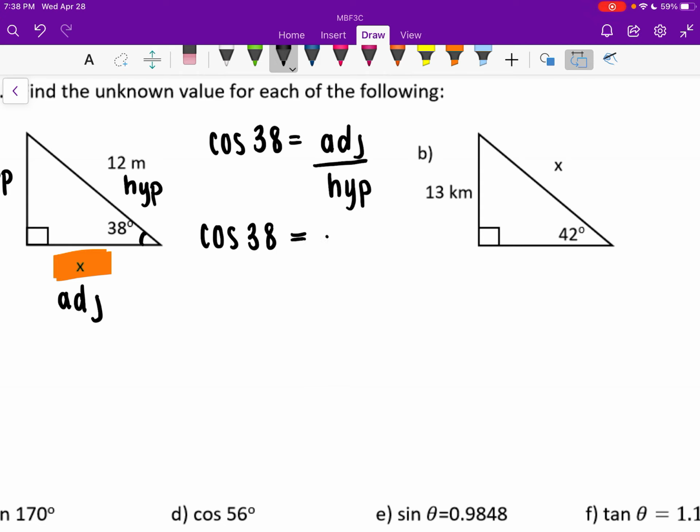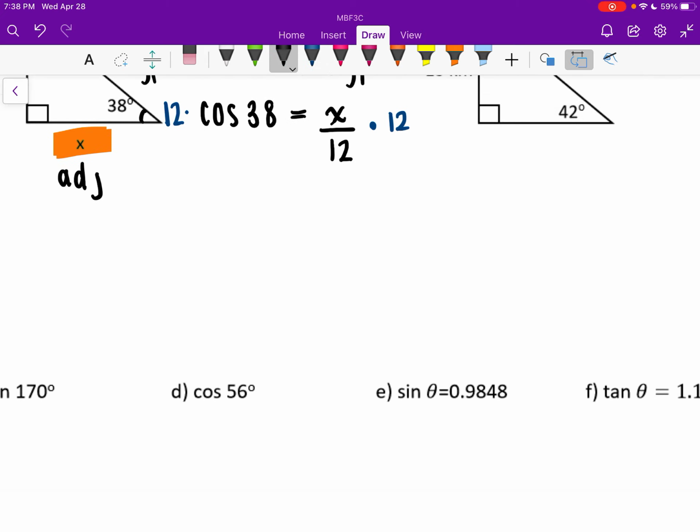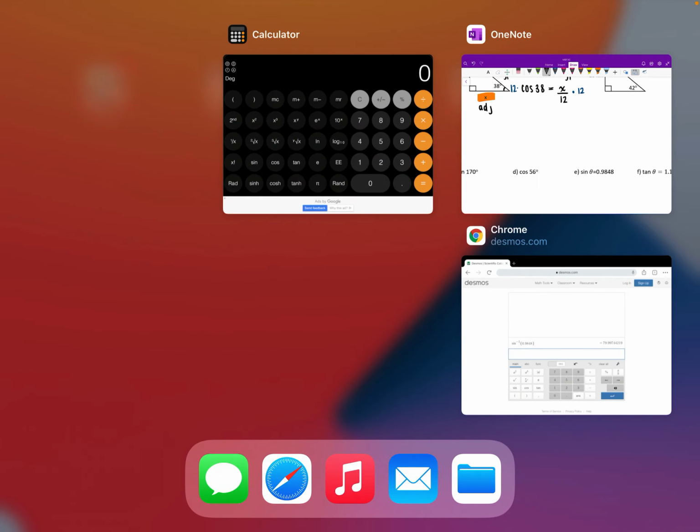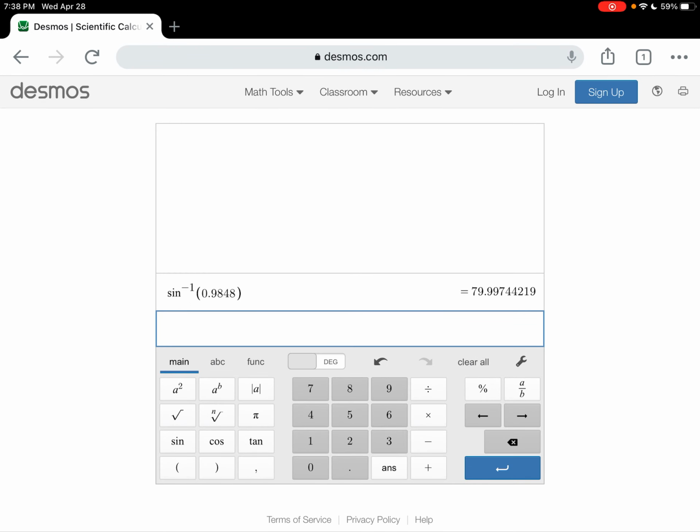My adjacent, I don't know what it is. It's x. My hypotenuse, I know is 12. Right? So if I want to get x by itself, I can just multiply both sides by 12. And see, this is why I didn't want to just go in and do cosine 38. So now if I go to my calculator, and I'm just going to show you on my screen what it would look like. I have my own calculator that I use that I'll probably use from now on. But this is just to show you what it would look like.